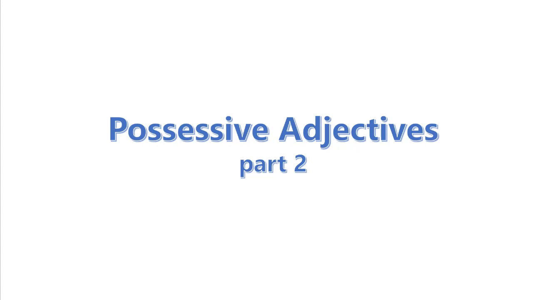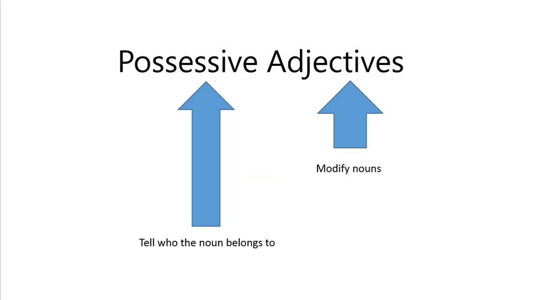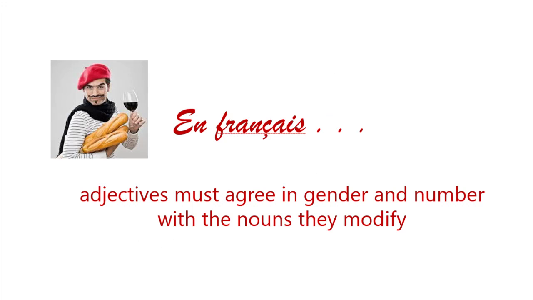As we discussed in the previous video, possessive adjectives modify nouns by telling us who the noun belongs to. And as you recall, en français, adjectives must agree in gender and number with the nouns they modify. So by gender, we mean masculine, feminine, and by number, we mean singular or plural. So we have to have the correct form of the adjective for each noun. Okay, so previously we learned how to say my, ma, mon, mes, and your for informal, so ta, ton, tes.